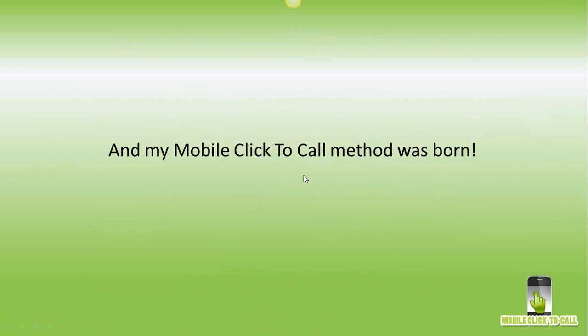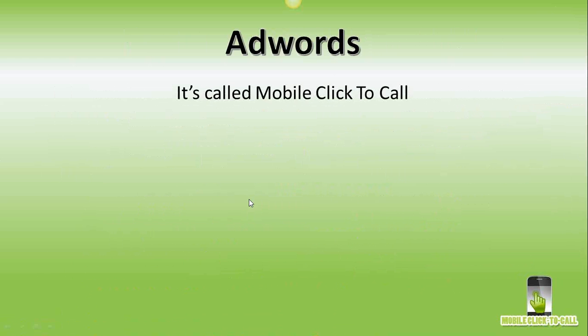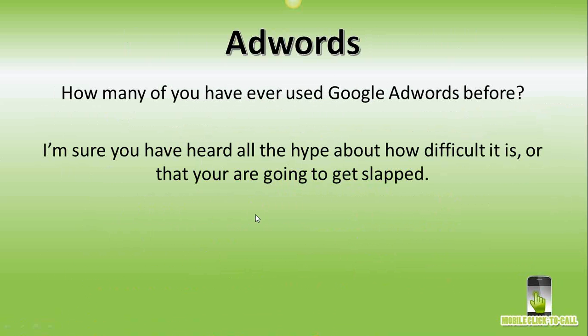This is where my mobile click-to-call method was born. I dug around and found this system within Google AdWords that makes this extremely easy. They've already basically done all the work for me. All I had to do was stumble upon this and plug it into my business. It's called Mobile Click-to-Call within AdWords, and I'm going to show you exactly how to set this all up.